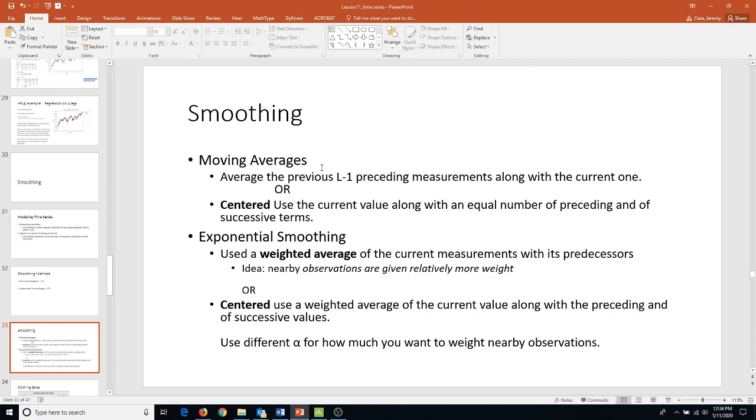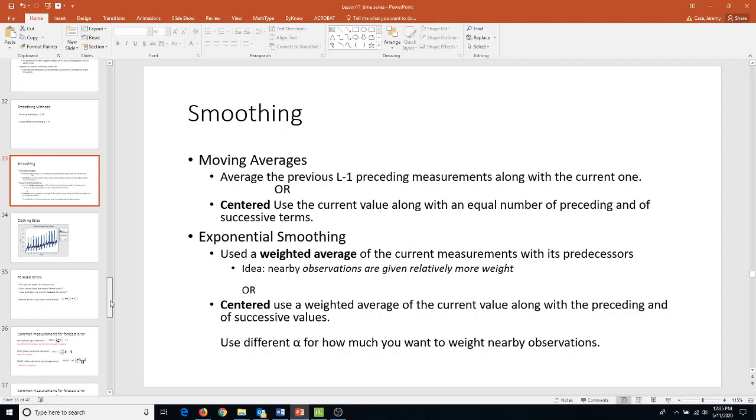The idea is that you give nearby observations more weight than those farther away. You can actually center this weighted average and use different alpha values for how much you want to weight nearby observations. The interesting thing about Minitab is that it can help you find out what the alpha might be for how much you should weight. Exponential smoothing is also interesting because of the mathematical way you do it. You're actually averaging all of the previous components when you get to a certain point.